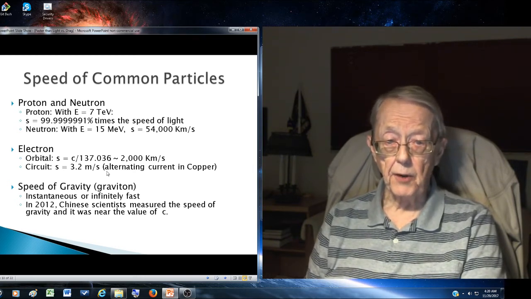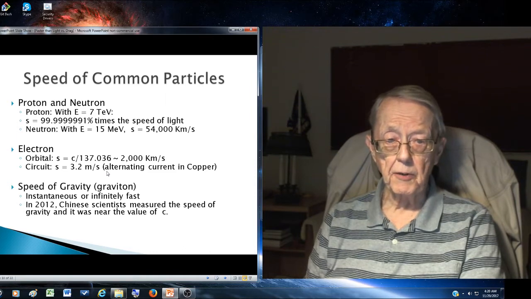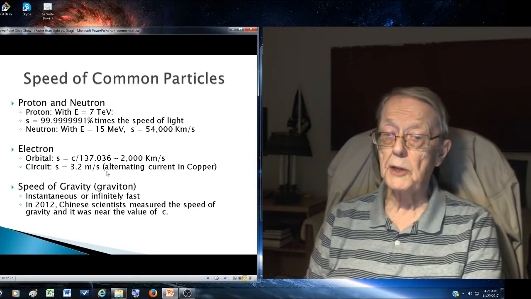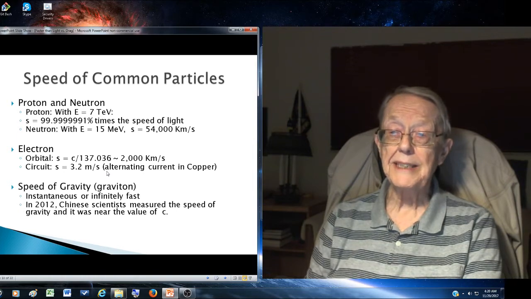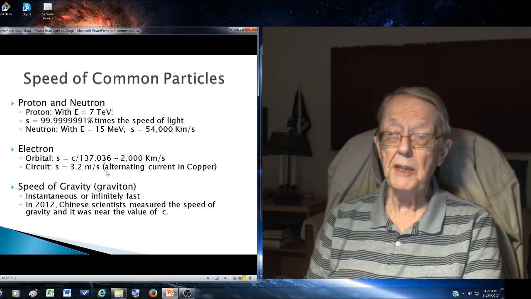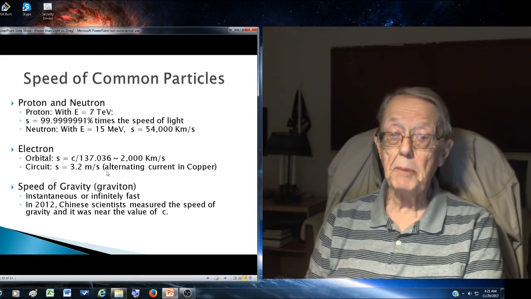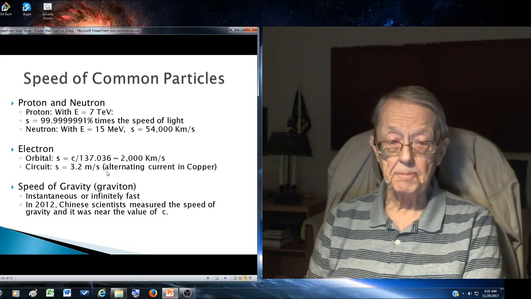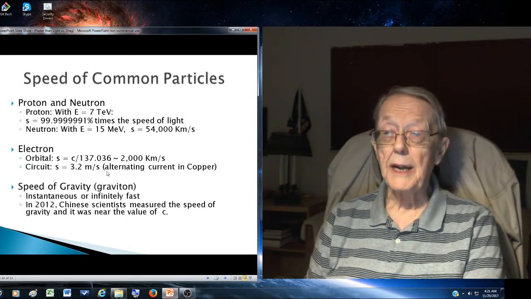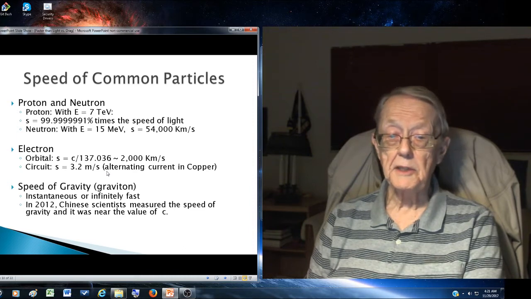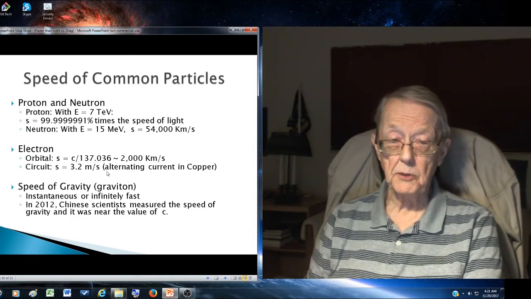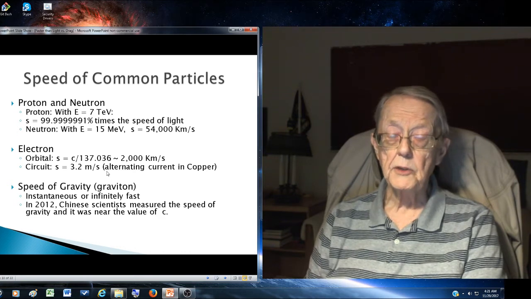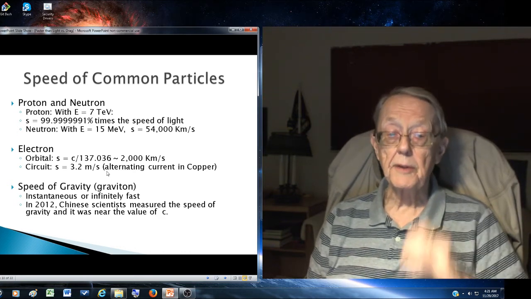Now, the speed of gravity, which is generally called the graviton. Newton and his contemporaries thought the speed of gravity was instantaneous. It's called instantaneous action at a distance. That means it's infinitely fast. That's what they thought it was, or that it had to be based on their observation of the planets going around the sun. Even though they didn't like it, instantaneous action at a distance, nobody likes it, but that's what it seems to be.